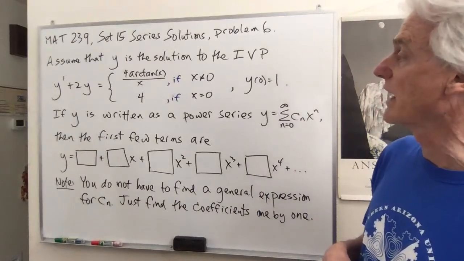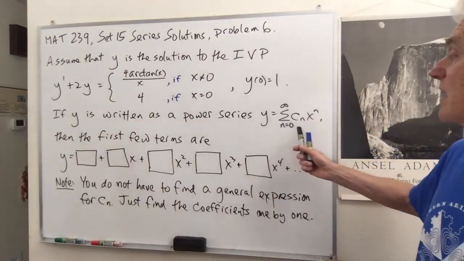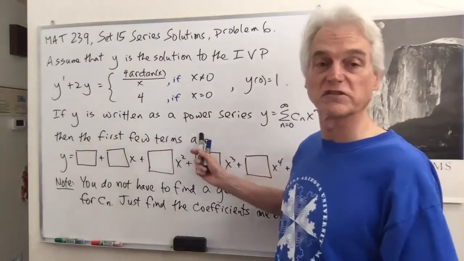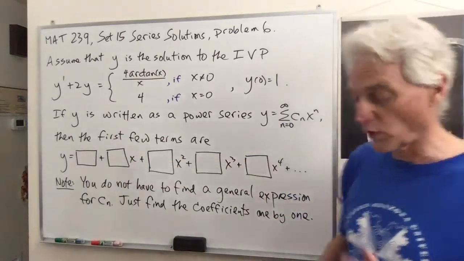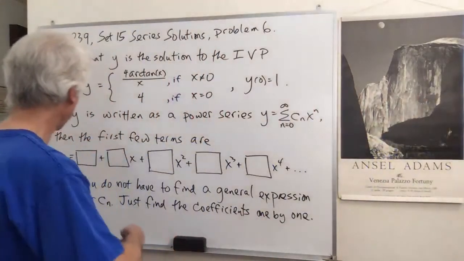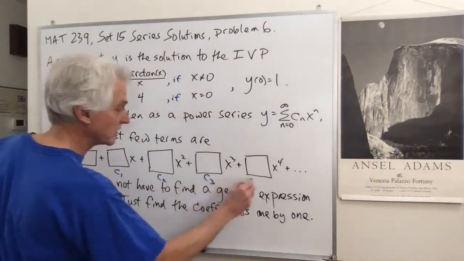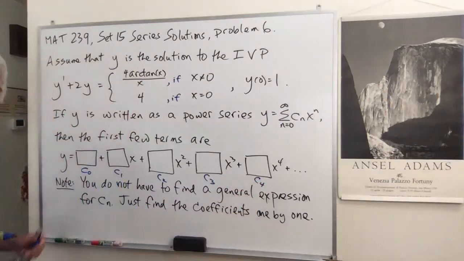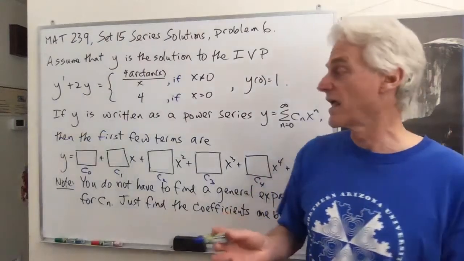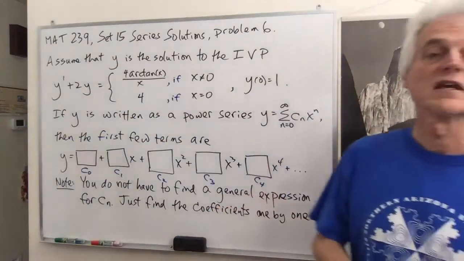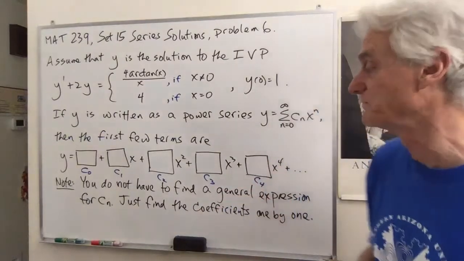All right. So if that solution y is written as a power series, then the first few terms of that power series are these. What you have to do is fill in these blanks: C0 here, C1, C2, C3, and C4. You just have to figure out those first 5 coefficients. You don't have to find a formula involving n for Cn. I'm not sure if there is a nice one.